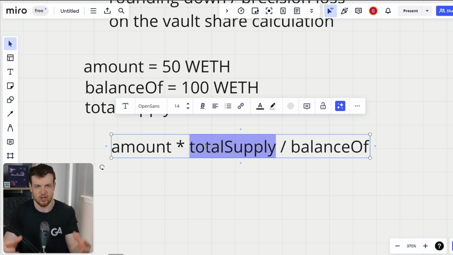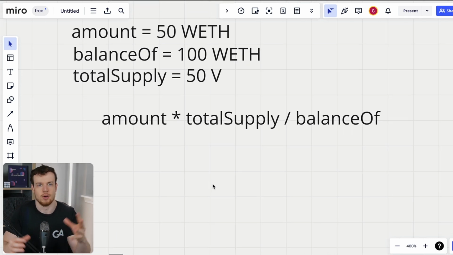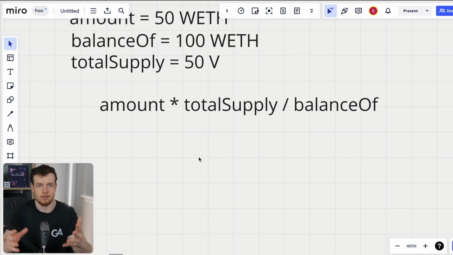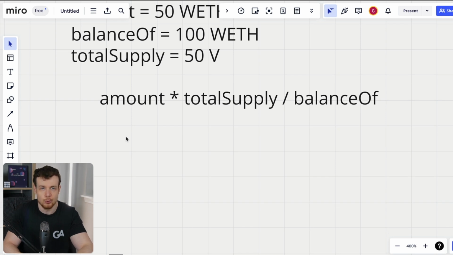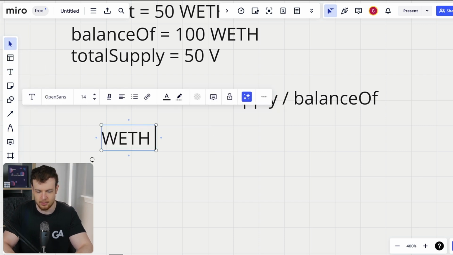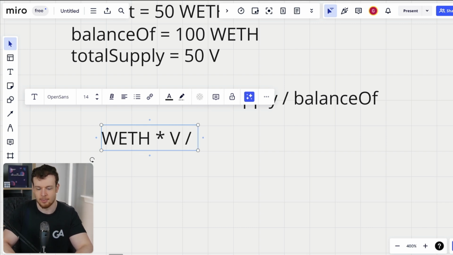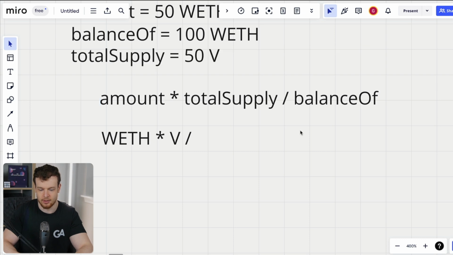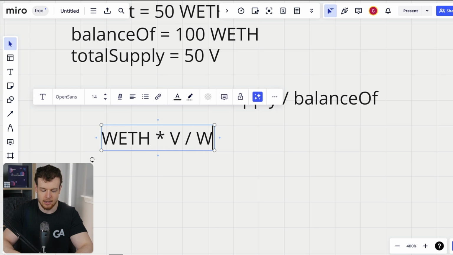So we're using that exchange rate to convert the amount to a vault token amount. One thing I like to do when I'm confronted with formulas, especially as formulas get more and more complex in DeFi and smart contract systems, is list out the units of each of these things. So this is a wrapped ether amount times a vault amount divided by balanceOf. The balanceOf is the balance of wrapped ether in the system, so this is divided by a wrapped ether amount.